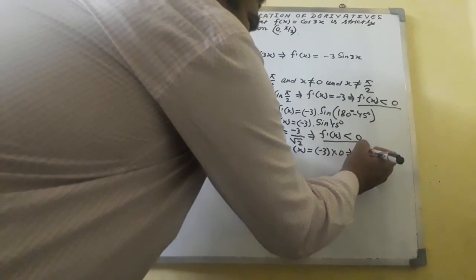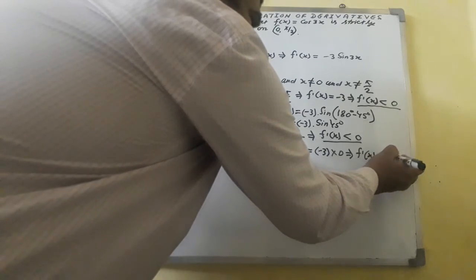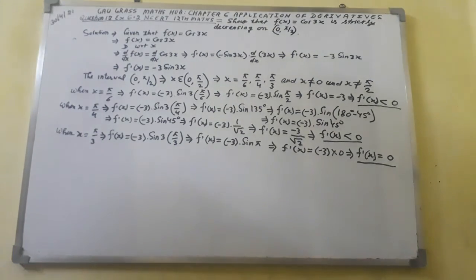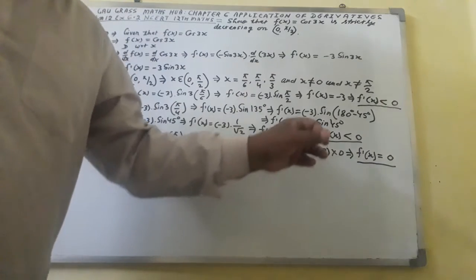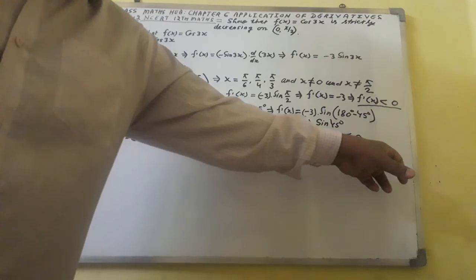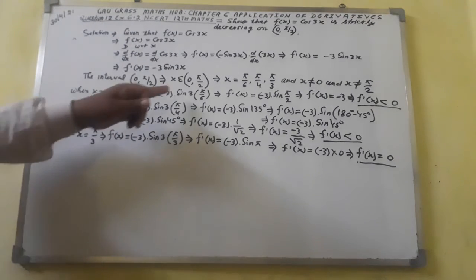Again you have got f dash of x equal to 0. Here you have got f dash equal to 0. So here you can see f dash of x is less than 0. F dash of x is less than 0. Here f dash x equal to 0. And now you have got 3 intervals we have got. Now I shall form the interval.